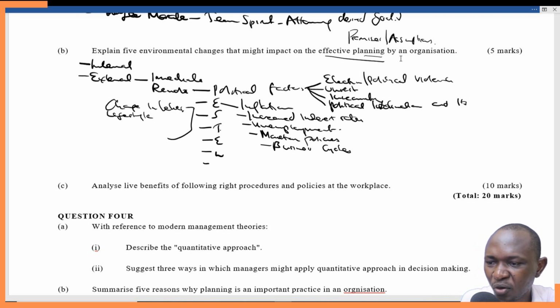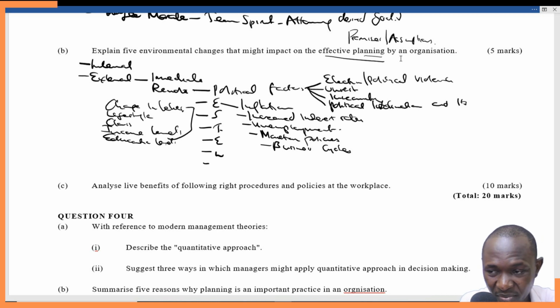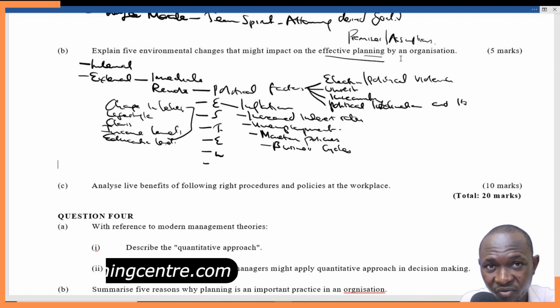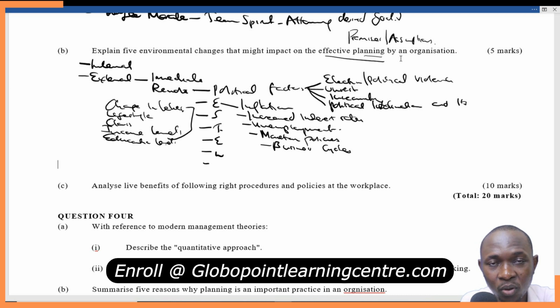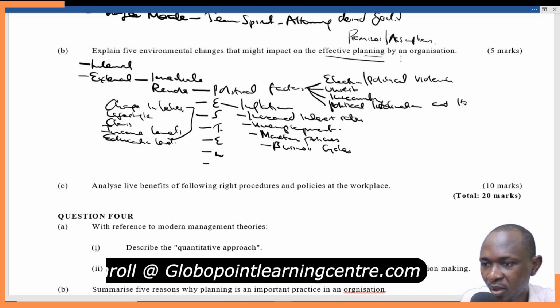We talk of technological changes, and here we have the class, we have the income levels, education levels. All these are some of the things that can affect. Education level can impact on the clientele, the stakeholders, and can impact on your effective planning. If they are ignorant, they may not understand what you are selling to them.